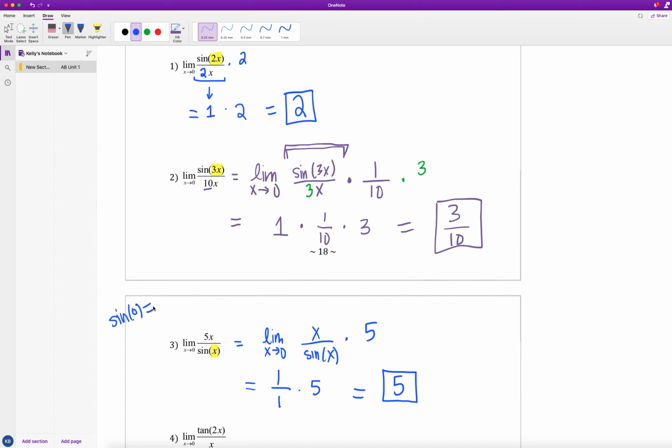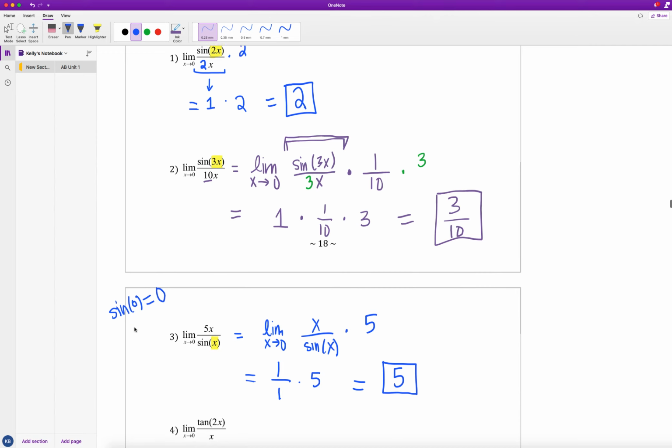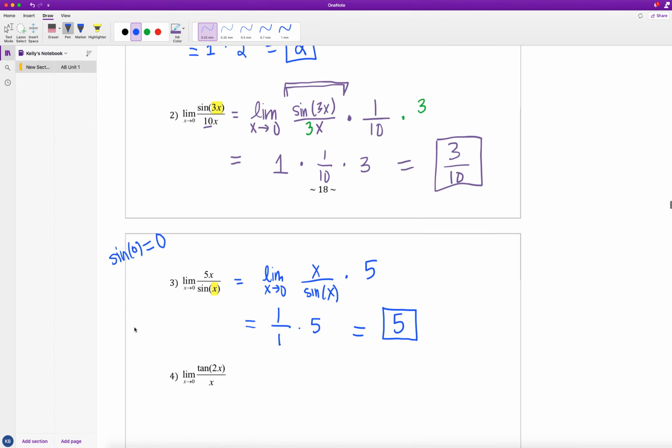In case we need a little refresher on trig here, sine of 0 is equal to 0. Well, if we look at example 4, I have a tangent of 2x over an x. If I sub in 0, I'm dividing by 0 as well. That's giving me a problem. But my special trig limit had nothing to do with tangent. It talked about sine. Any ideas for how we could start to rewrite or manipulate this?